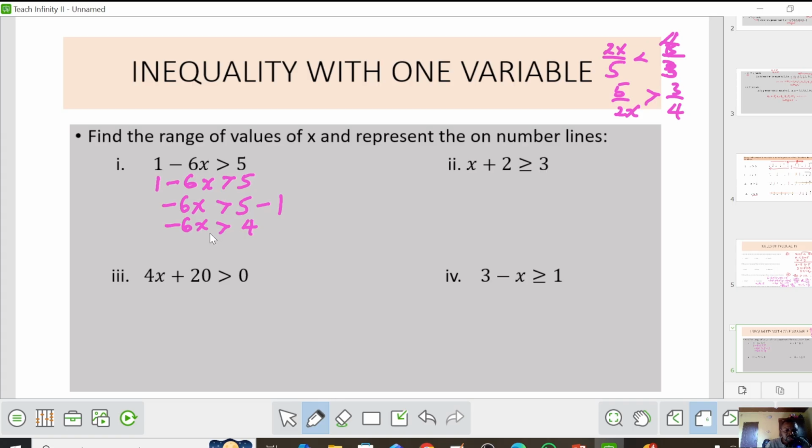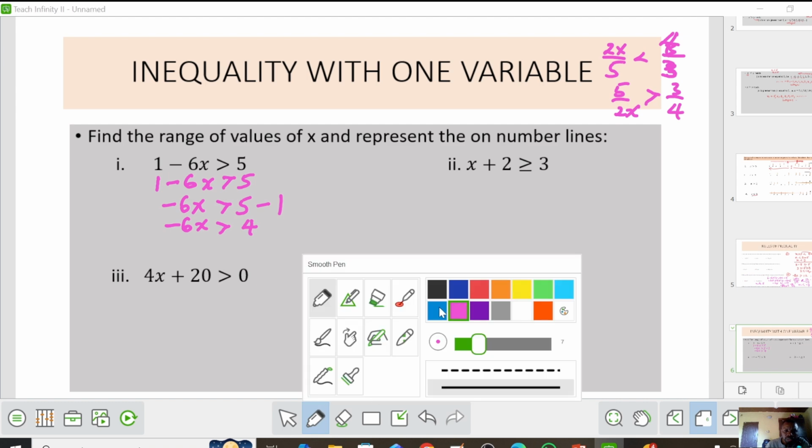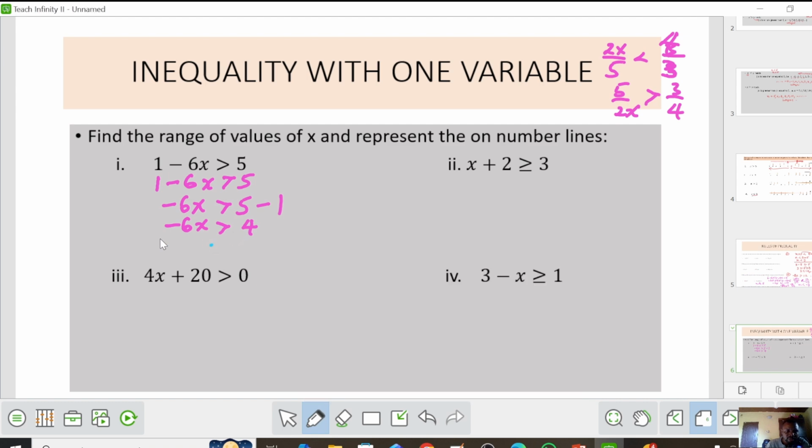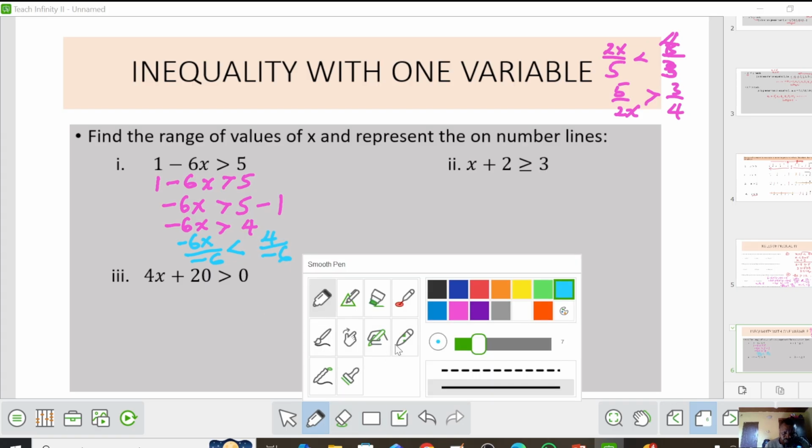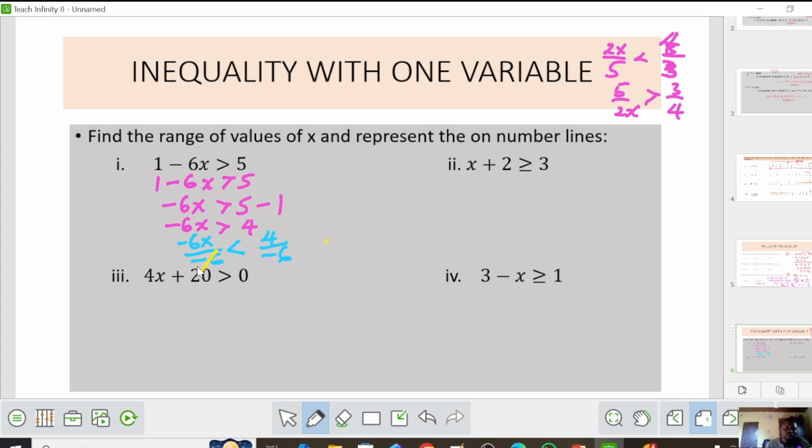Now, the next thing is that you are going to divide both sides by a negative number. If you divide both sides by a negative number, what happens to the inequality operation? The inequality operation will reverse. So this becomes minus 6x divided by minus 6. The inequality will reverse like this. You have 4 divided by minus 6. Then you can continue your calculation. This cancels this. So I have x is less than 4 divided by minus 6, which gives me minus 2 over 3.